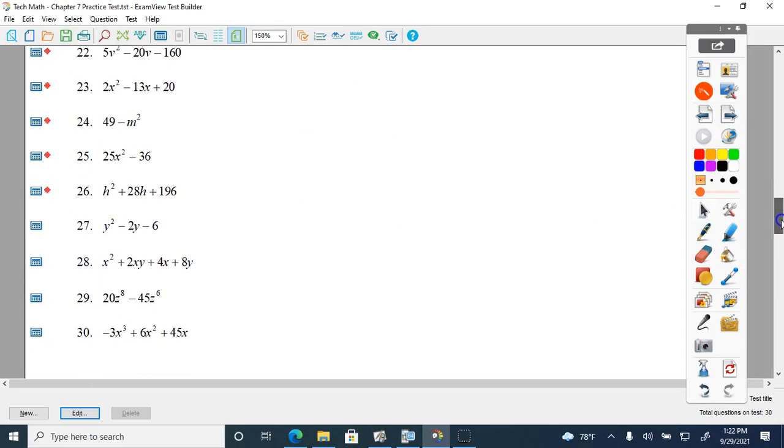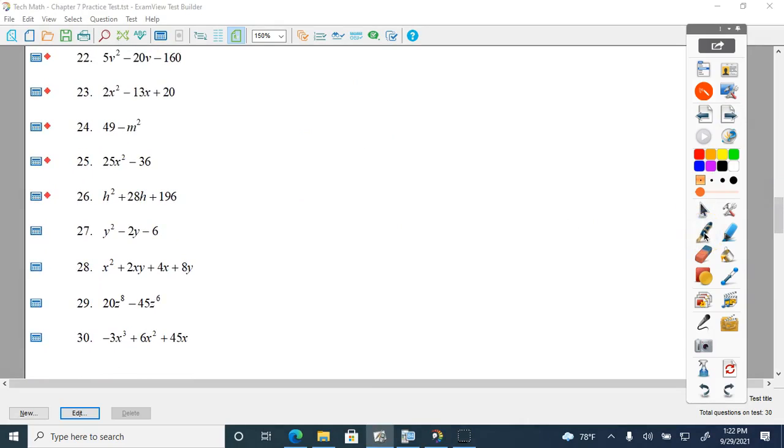We'll go to 23. 23, I'm going to come over here because we got a little bit of work to show on this one. Is there a common factor? The answer is no. So what do we have to do with this 2? Borrow it. Okay, so this will become x squared minus 13x plus 40, because borrowing means we take that number in the front and multiply it by the number on the end for now. And then we play our game. What two numbers multiply to be 40 and add up to negative 13?